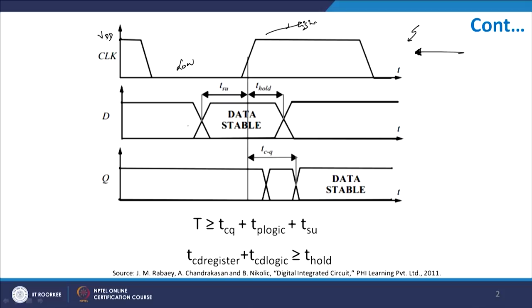That minimum amount of time is basically defined as setup time. As you can see, this is my data here; data can be 1 or 0, whatever it is, it does not matter. This is approximately my clock, half of the clock, so this is 50% of the rising edge of the clock, and this is 50% of the falling edge of the clock.